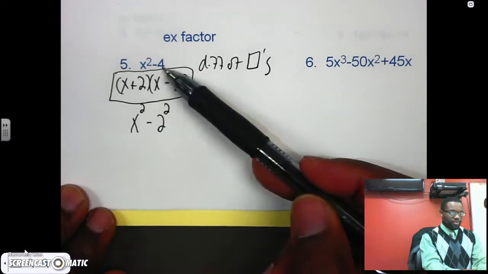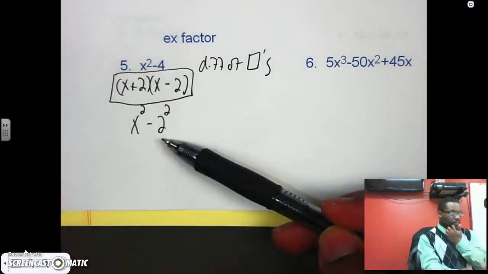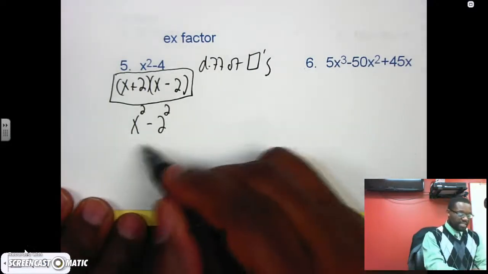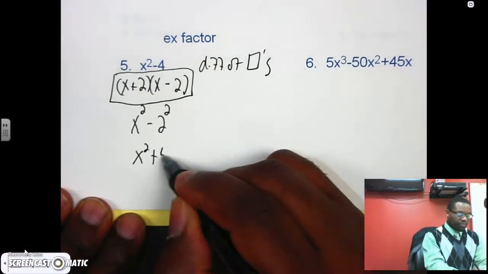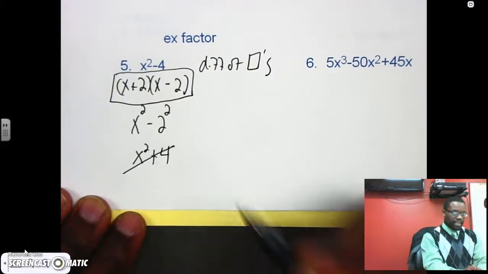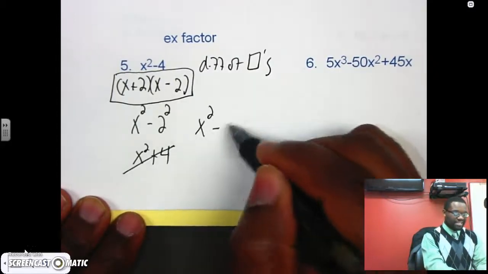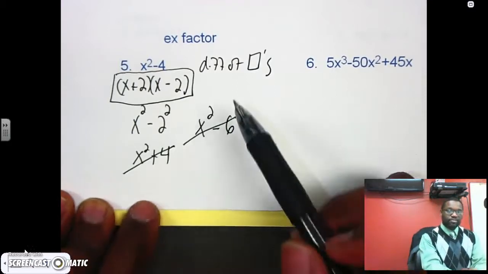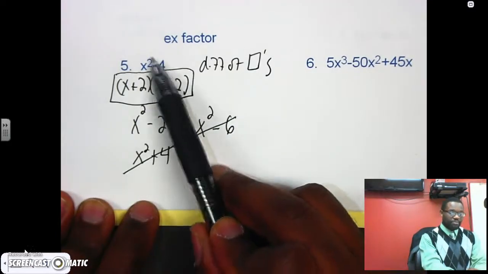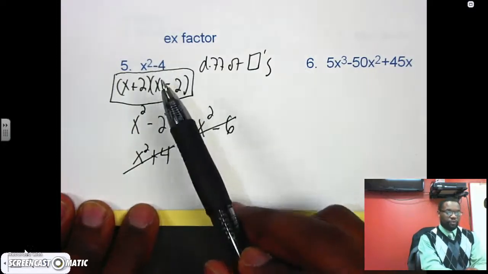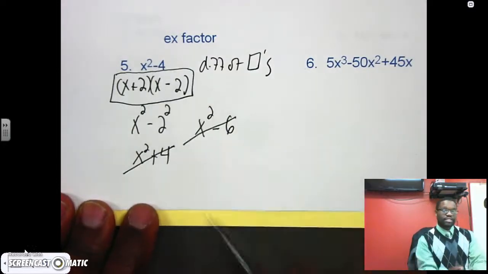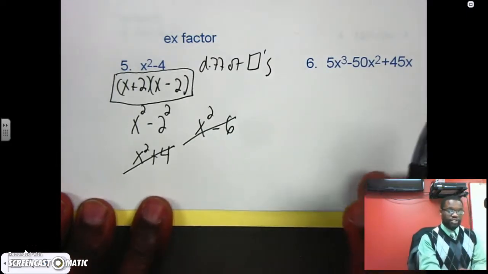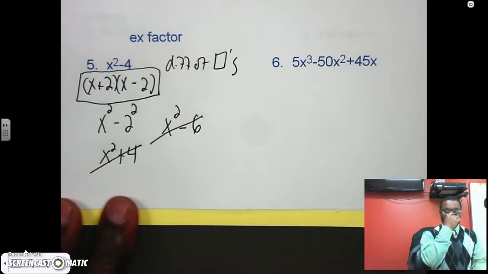If you can make your number written as something to the second power, then it's a difference of squares as long as it's subtraction. But it's not if you have x squared plus 4. You can't do it then. If you had x squared minus 6, you couldn't do it then. Why? Because 6 is not a perfect square. It has to be 2 terms being subtracted, and both of them are perfect squares, like 4, like 9, things like that. All right? You'll see more of those as they come along, and I just wanted to introduce it today. Finally, let's look at number 6.